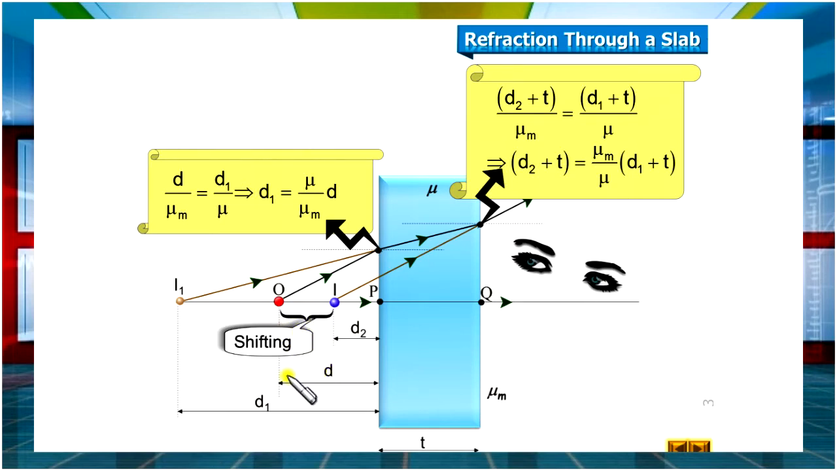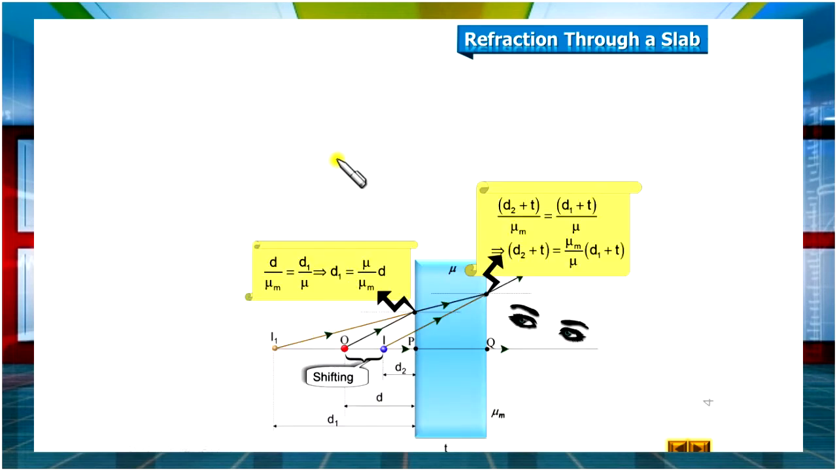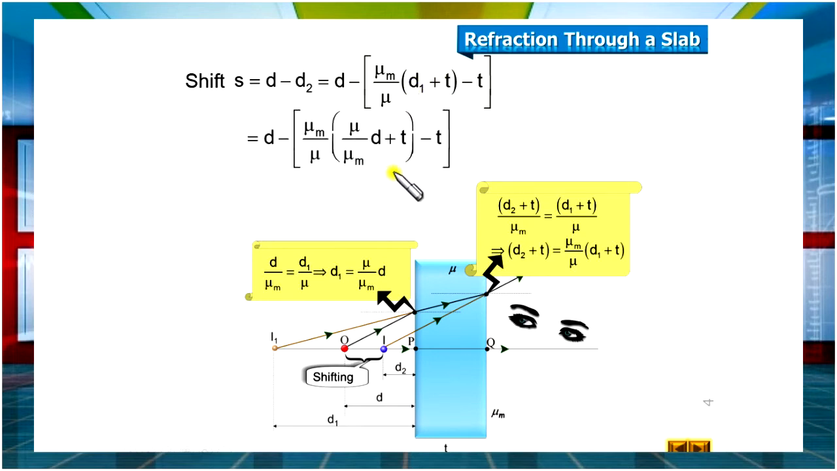From this diagram, it is clear this shifting value should be equal to d minus d2. So let us assign this shifting as small s, and s is equal to d minus d2. We can calculate the value of d2 from this relation: d2 is equal to mu m divided by mu multiplied by (d1 plus t), minus t. Let us substitute the value of d2 here. There is also the unknown d1, and we have calculated d1 equal to mu divided by mu m multiplied by d. So let us substitute the value of d1 also here.